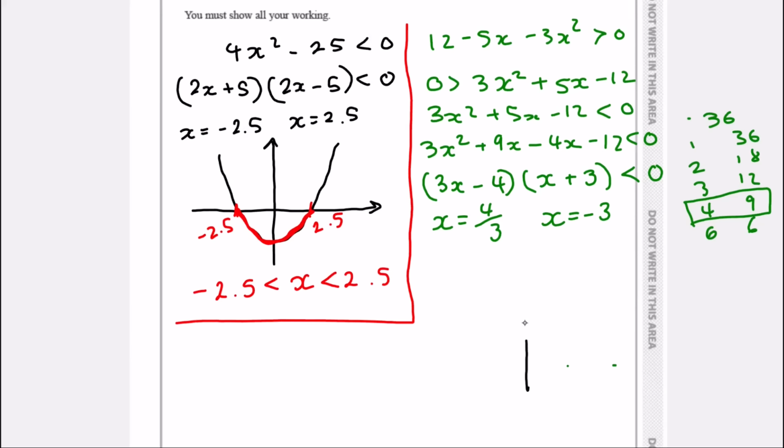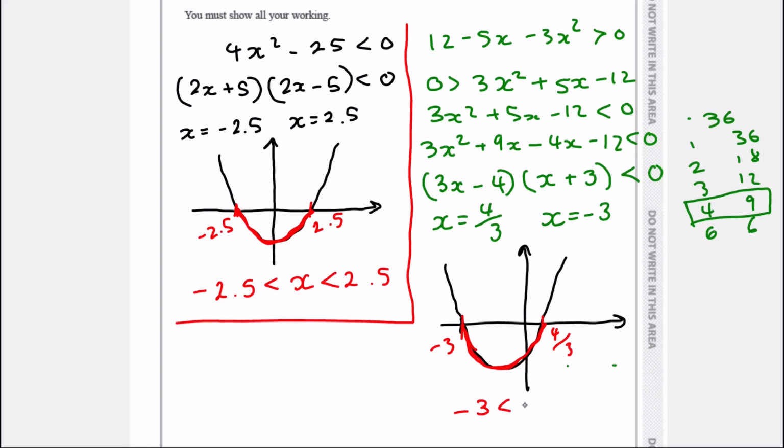So again, what does this look like on the graph? It is another quadratic, crosses at negative 3 and 4 thirds. And we want to know where it's less than 0. So again, less than 0 is underneath the graph. So the x values between negative 3 and 4 thirds.